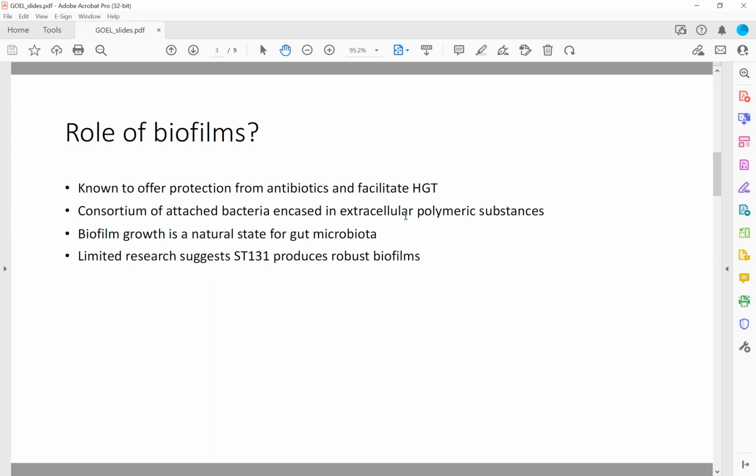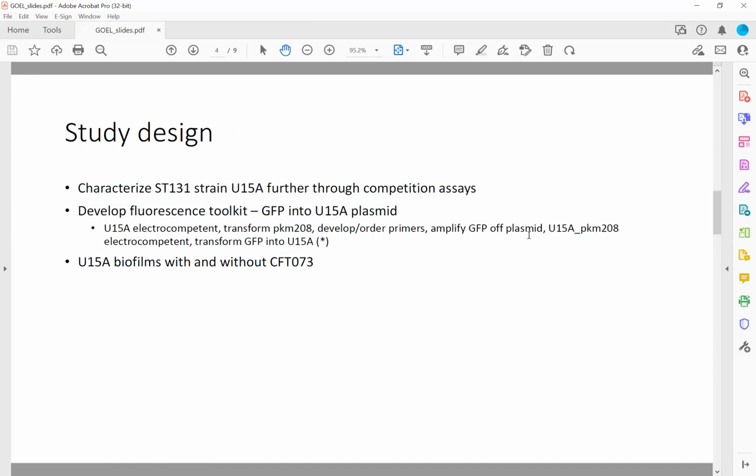Biofilms are a natural state of growth for bacteria in our gut, and with all these other attributes they carry, they might also be one of the reasons why ST131 bacteria are able to have such persistent infections, and for how they're able to transfer their genetic material around from that 1 to 5% group all the way to the rest of the population under antibiotic stress. So that's kind of where my project takes hold.